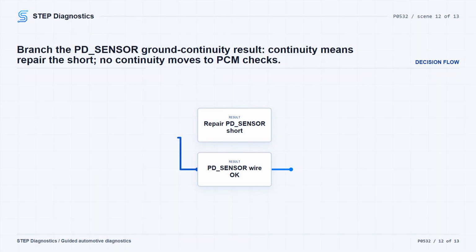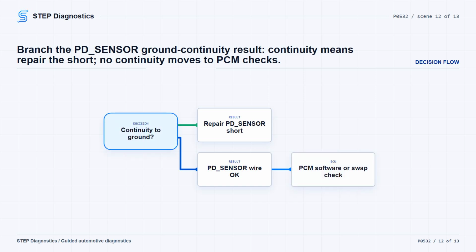Then update the PCM if it does not have the latest software, or substitute a known good PCM. If P0532 goes away after the PCM update, troubleshooting is complete. If P0532 goes away with a substituted PCM, replace the original PCM.